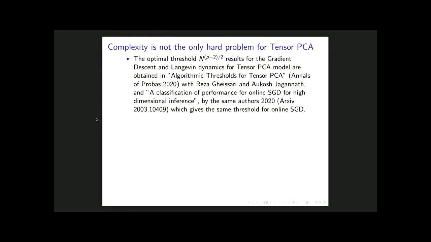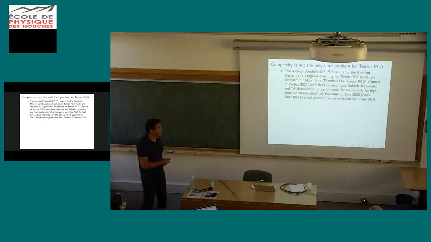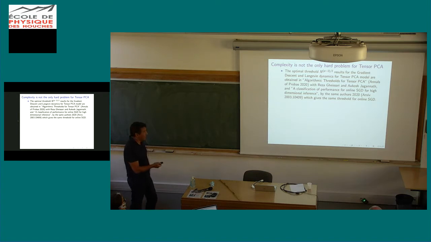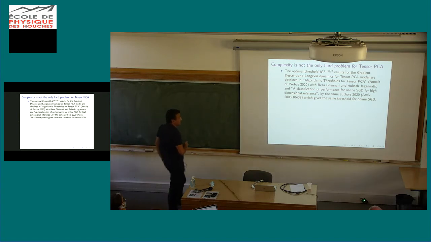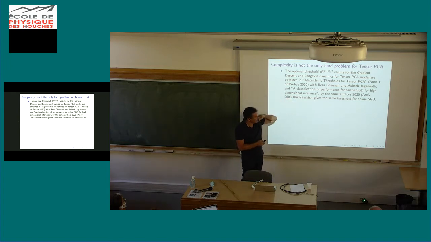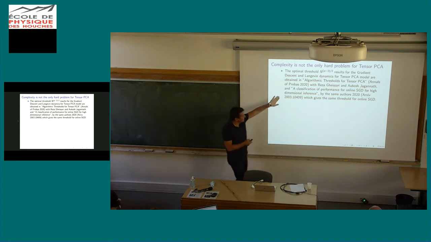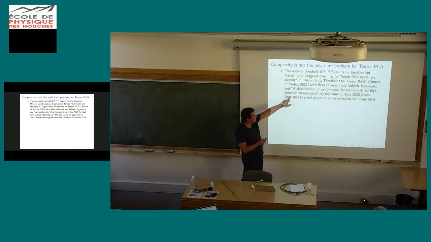Now, I'm saying this slide is called, as I said before, now you've heard my message. Complexity is not the only hard problem. You also have recovery, optimization. So the optimal threshold that I was mentioning is treated in this paper, Algorithmic Threshold for Tensor PCA, which just appeared with Reza and Okosh, which was done 2 years ago. And this paper, which is more recent, last March, for online SGD. Here we did gradient flow and Langevin and gradient descent.